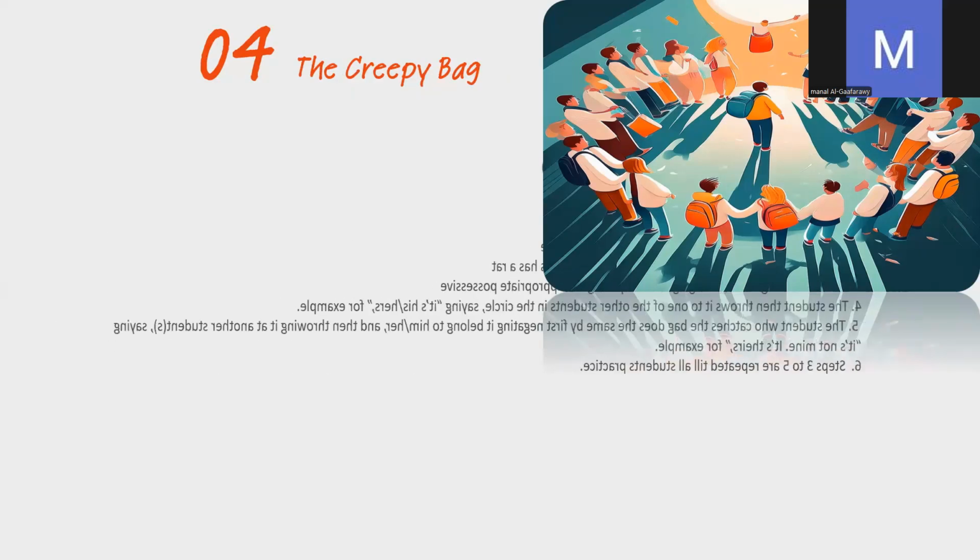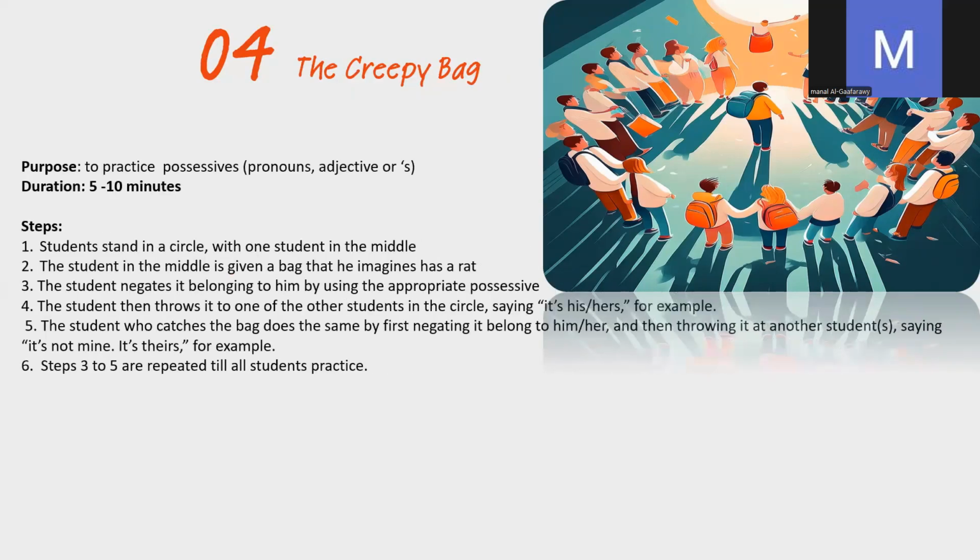Okay, so now we move on to game number 4, which is the creepy bag. The creepy bag is an interesting game for practicing possessives with all their types and forms, including possessive pronouns, possessive adjectives, or the apostrophe S. So what should we do in this game?